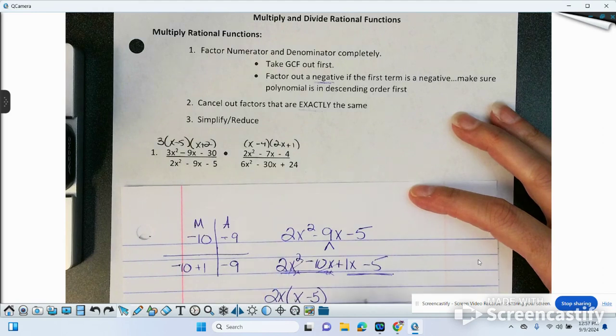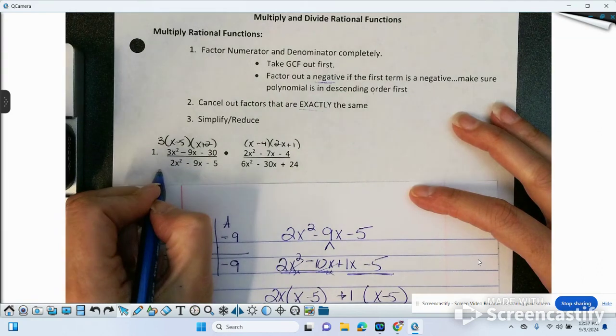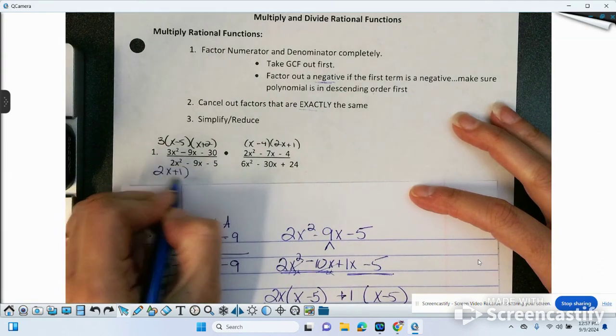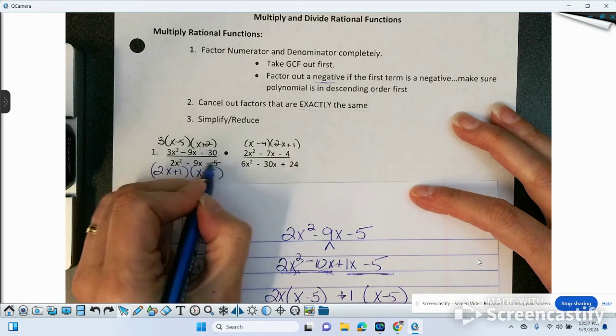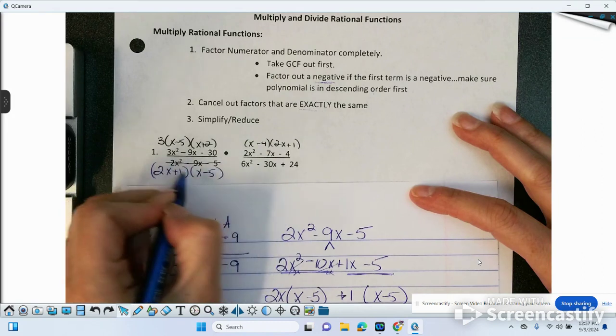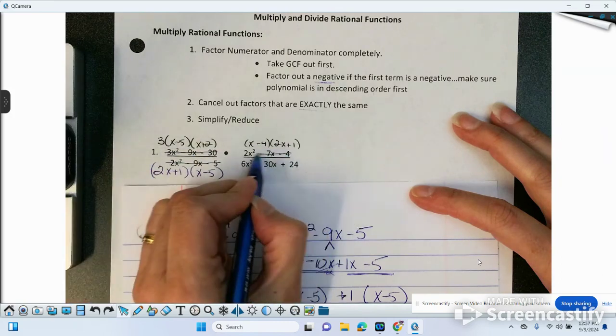And over on this side, remember, we're supposed to still get that x minus 5. Well, that's what I already have, is an x minus 5. So I'm going to take out that positive 1. So my factors are 2x plus 1 and x minus 5. And I'm going to write that here, 2x plus 1, x minus 5. So I've replaced this with these factors. I've replaced that with those factors. I've replaced that with those factors.